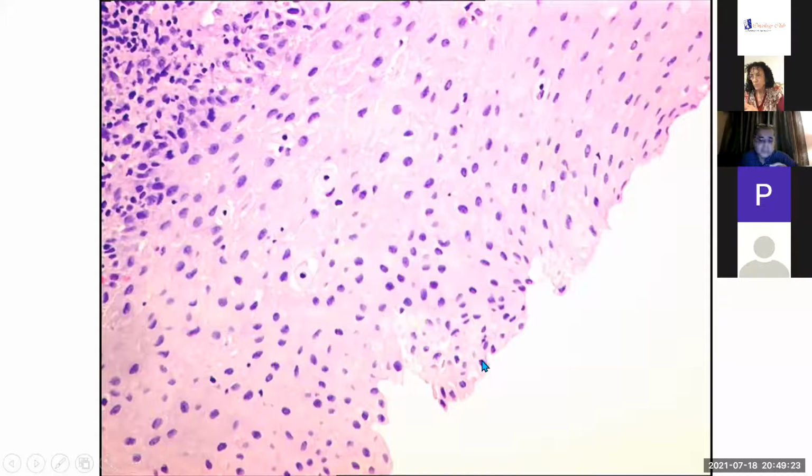If you look at what happens in CIN1, the characteristic feature is the presence of koilocytes. What do we mean by a koilocyte in pathology? It is the presence of hyperchromatic enlarged nuclei with irregular borders and a perinuclear halo. I'll show you more pictures.